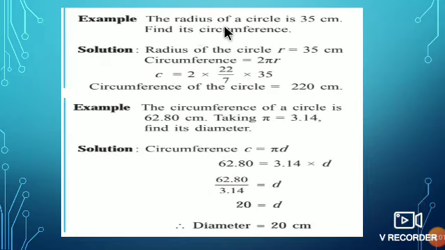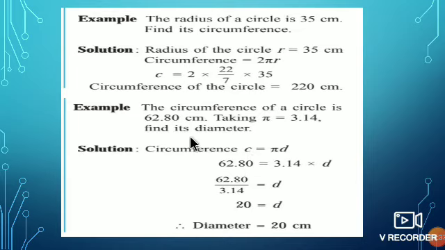One more example, the circumference of the circle is 35 centimeter. Find its circumference. This we have solved. The circumference of the circle is 62.80 centimeter, taking pi as 3.14. Now in this example, the value of pi is given. So this we should use. Find its diameter. Same formula we have to use. Circumference is equal to pi d. Now diameter is asked, that's why we will take here pi d.